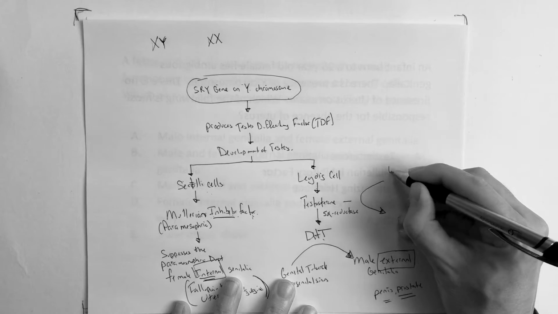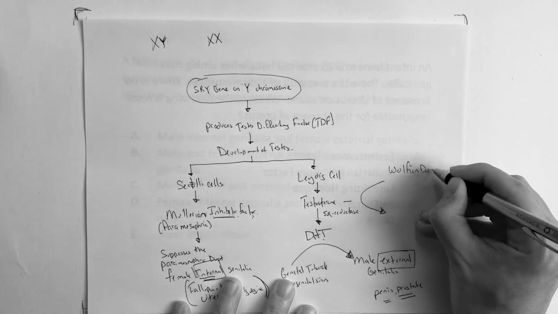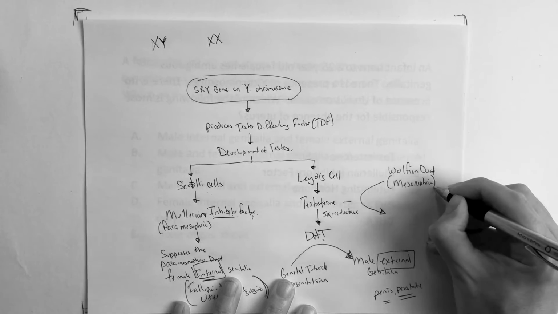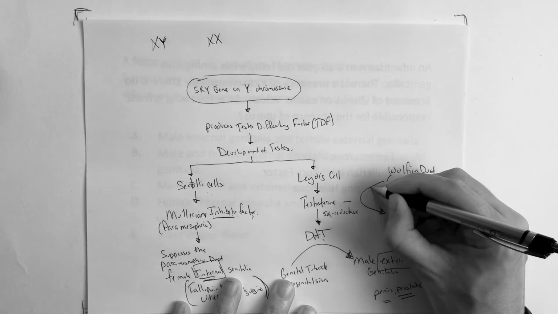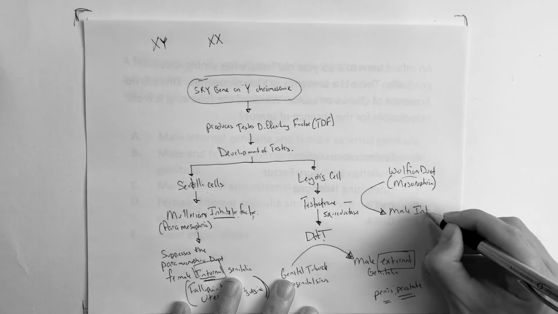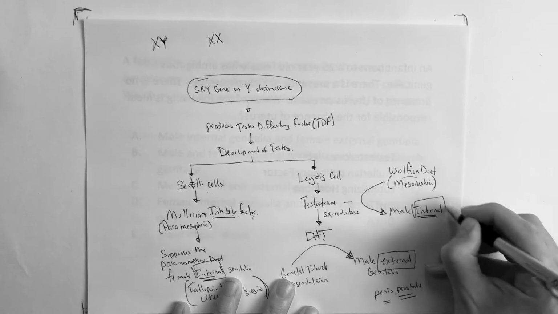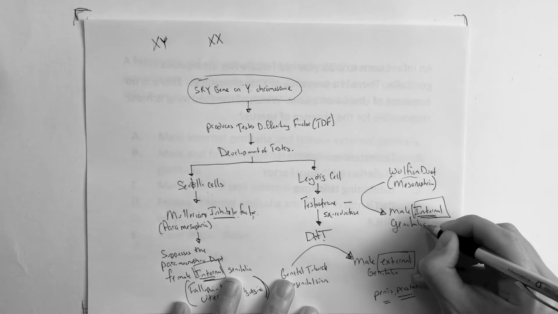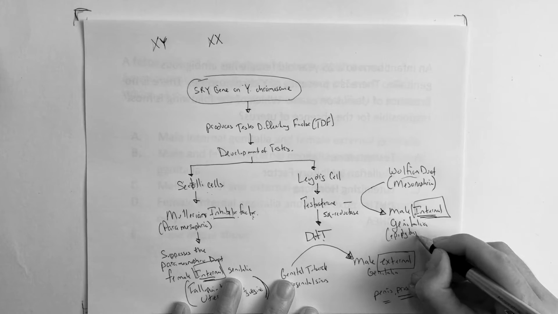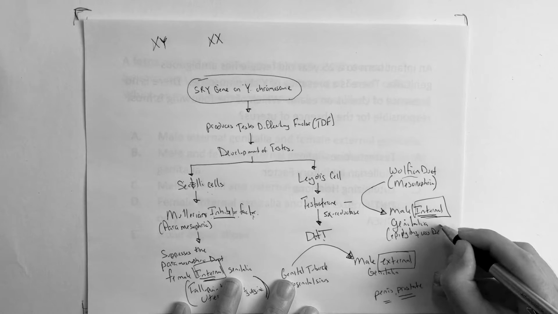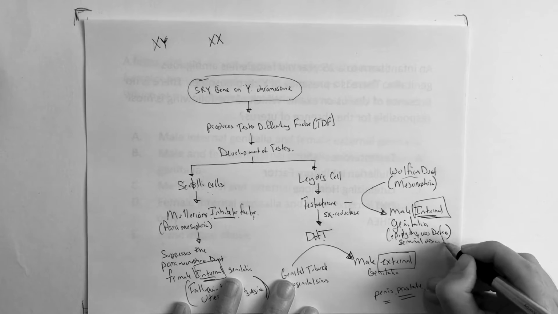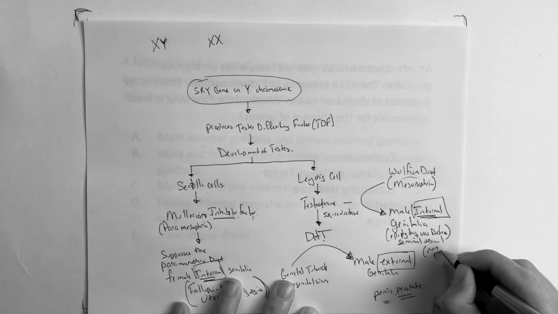It's called the Wolffian duct, also known as mesonephric. In the presence of testosterone, testosterone stimulates the Wolffian duct, and it's going to make the male internal genitalia. And that's going to be the epididymis, if I can spell it right, and vas deferens, seminal vesicle, etc., but not the prostate, because we just talked about the prostate.